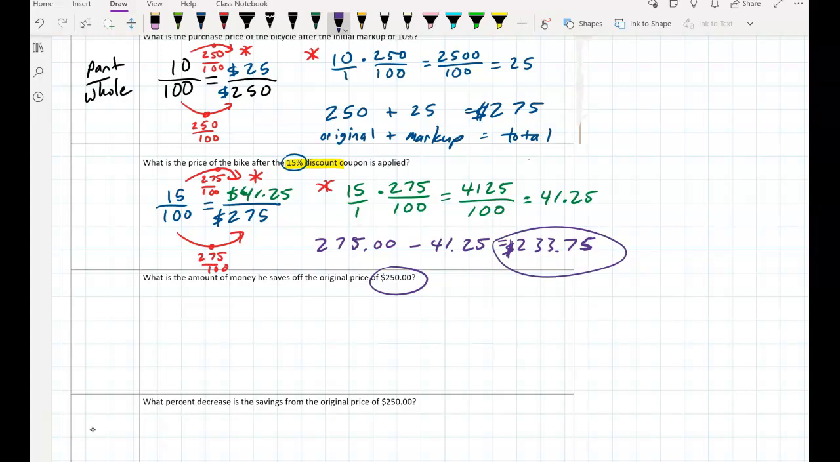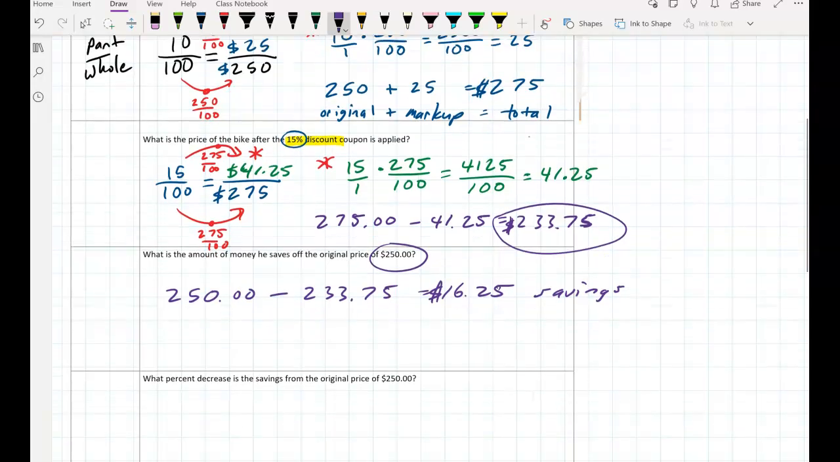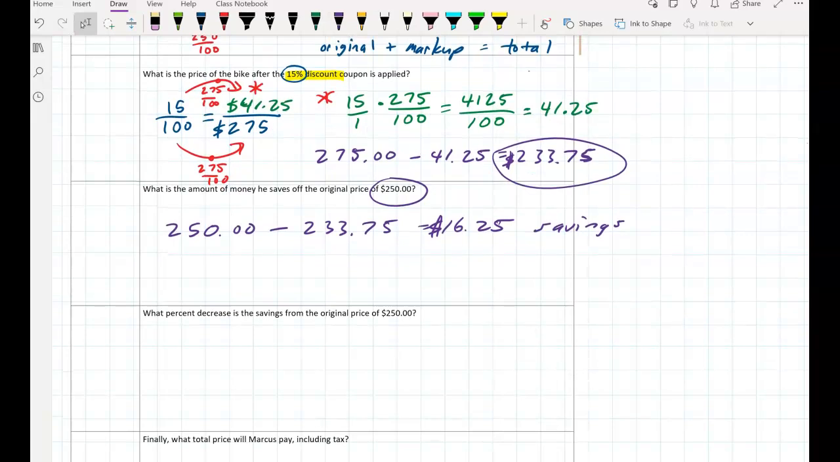Well, we can find out simply by finding the difference between those two numbers. $250, which was the original price, minus $233.75. What is that? Let's see. Mr. Calculator says it is $16.25 savings. That's how much he saved from the original price of $250. $16.25. Perfect. That's good. He's saving money.